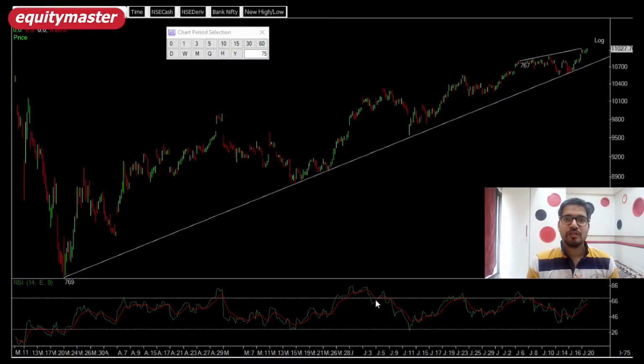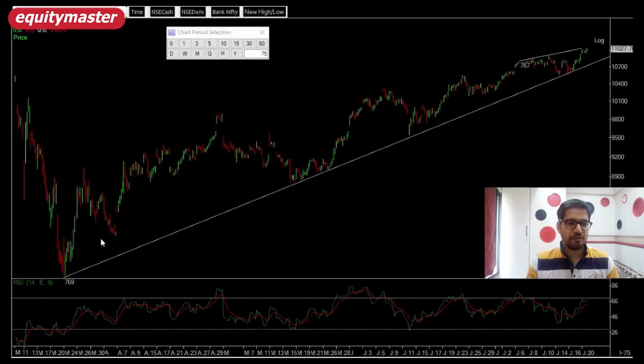The bearish or bullish divergences in RSI give you a warning signal before the actual trend reversal happens. But a lot of times people don't use this correctly. So let's see what exactly the bearish divergence means.